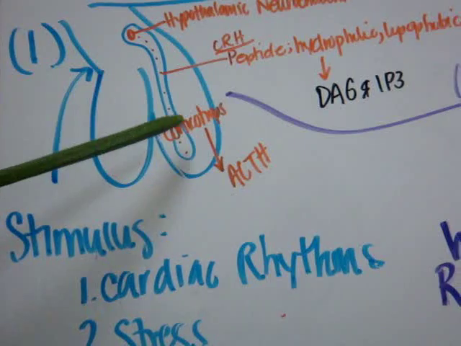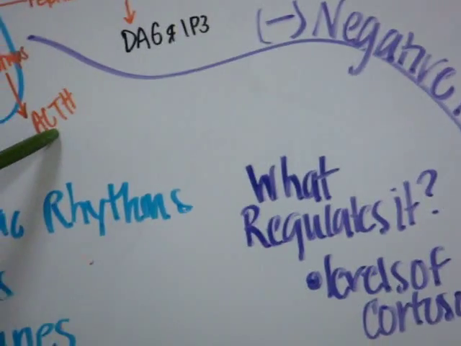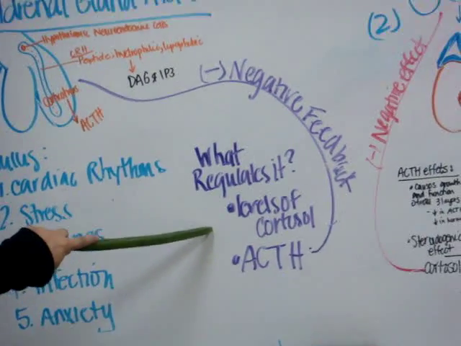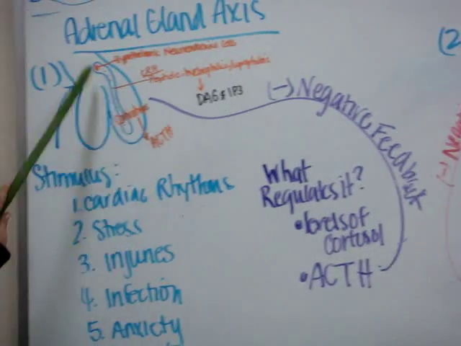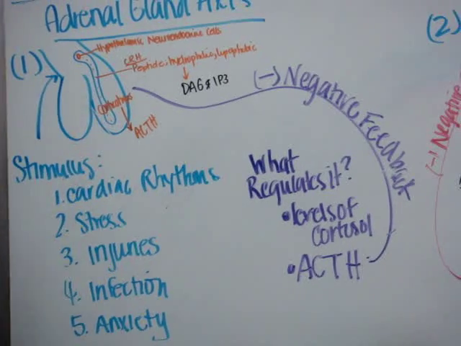The corticotrophs release ACTH, which we'll be discussing in the second part. So what regulates it? The levels of cortisol and ACTH act as a negative feedback onto this area, so they can inhibit CRH from being released.